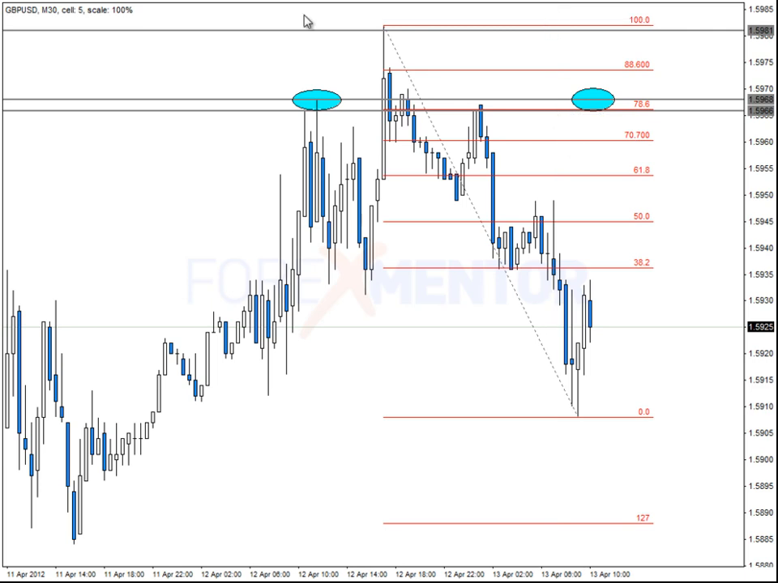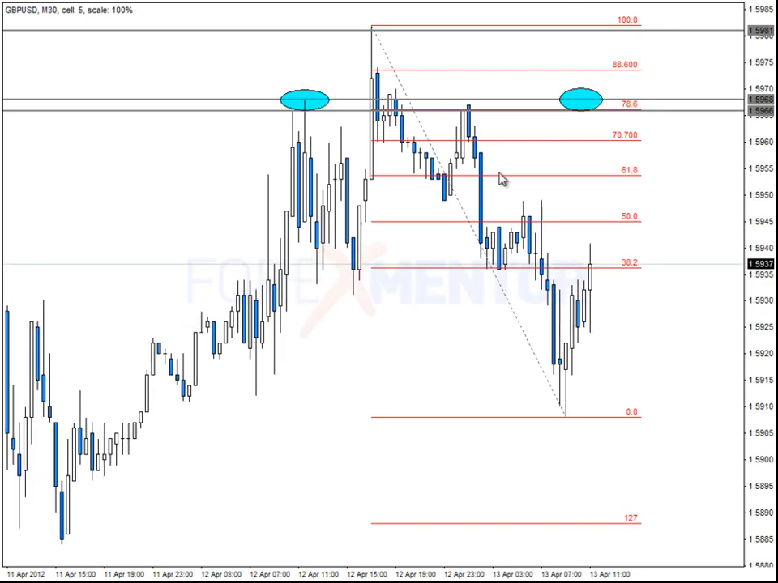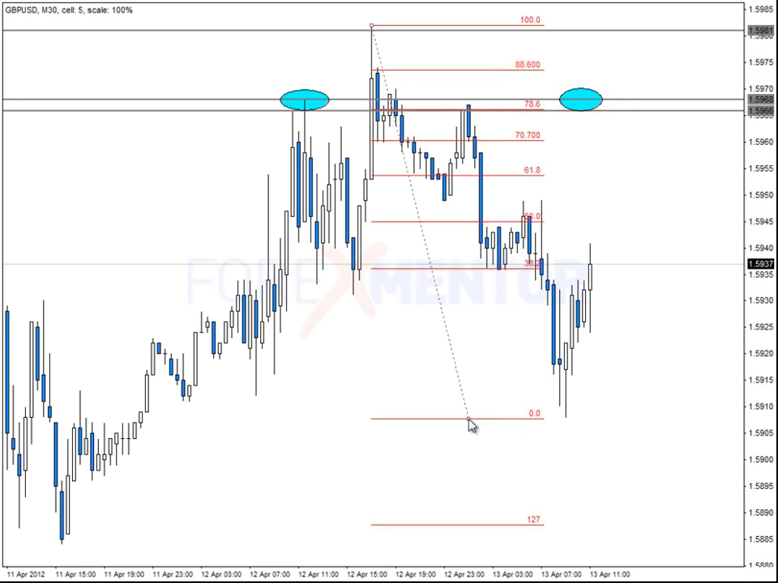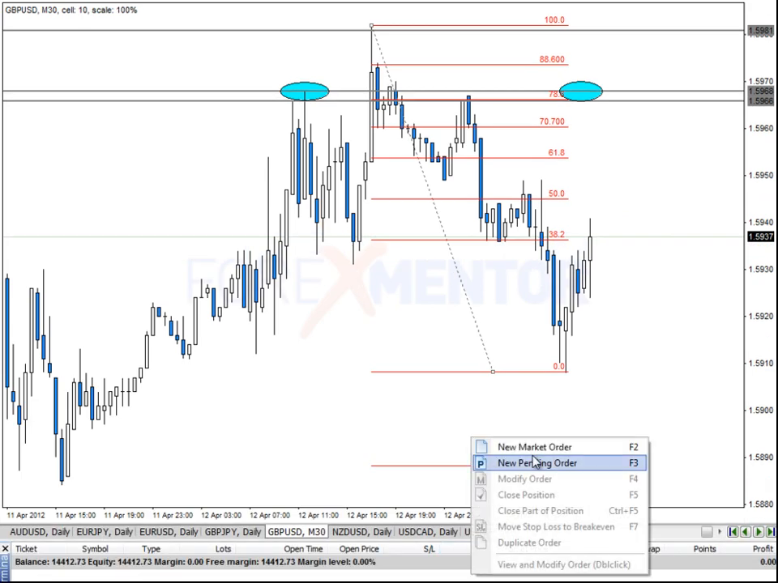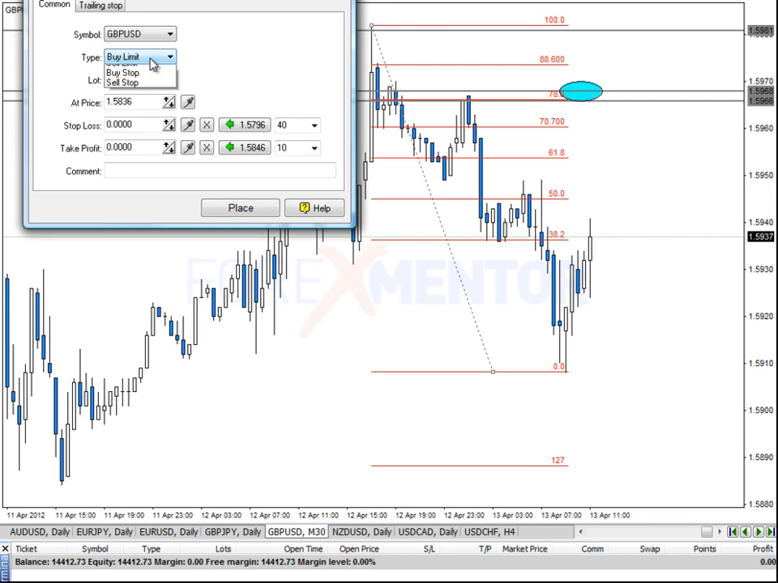Okay, so if we just step this forward a little bit, see our price drops, rallies, drops, and now it's starting to rally. So here's resistance. So we want to go to our order platform. What I want to do is I'm just going to shift this out the way. Right click, new pending order. We put a sell limit at 59.64, a couple pips below that area right there.